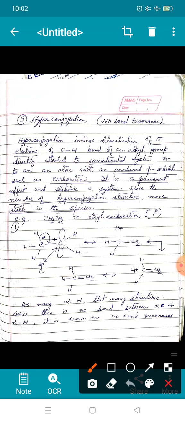As you know, this effect stabilizes the system. So the ethyl carbocation gets stabilized. The ethyl carbocation, remember, is a primary carbocation. It gets stabilized by 3 structures. Now let us see if the carbocation is a secondary carbocation.